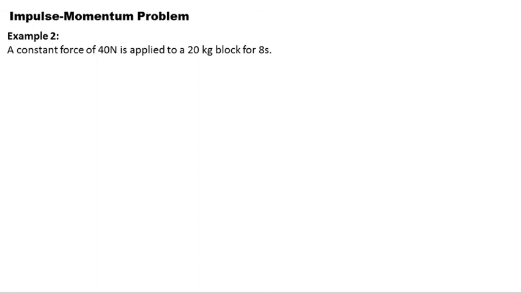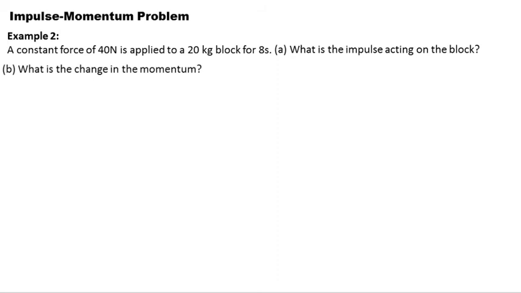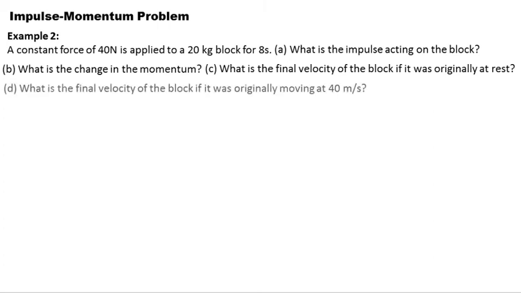A constant force of 40 Newton is applied to a 20 kg block for 8 seconds. What is the impulse acting on the block? What is the change in momentum? What is the final velocity of the block if it was originally at rest? What is the final velocity of the block if it was originally moving at 40 meter per second?